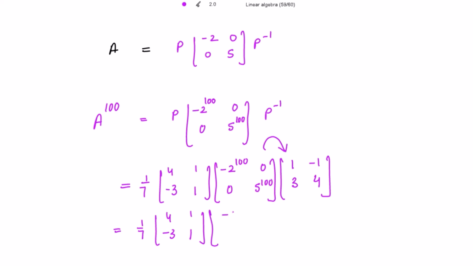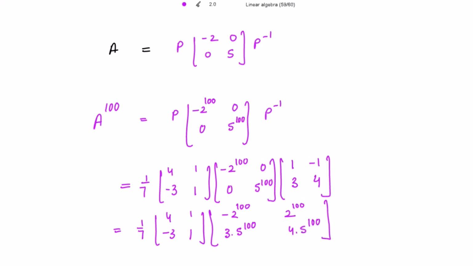So this is equal to 1 by 7 into this matrix as it is, multiplied with this matrix. So this is minus 2 power 100 multiplying the first element with 1, plus multiplying the second element with this, that is 0. Then multiplying this element with this, so this is 2 power 100 plus 0 with 4, that is 0. Then 0 with 1, that is 0, plus 3 with 5 power 100, so this is 3 into 5 power 100. Similarly the last one, 0 with minus 1 plus this with 4, so that is 4 into 5 power 100.